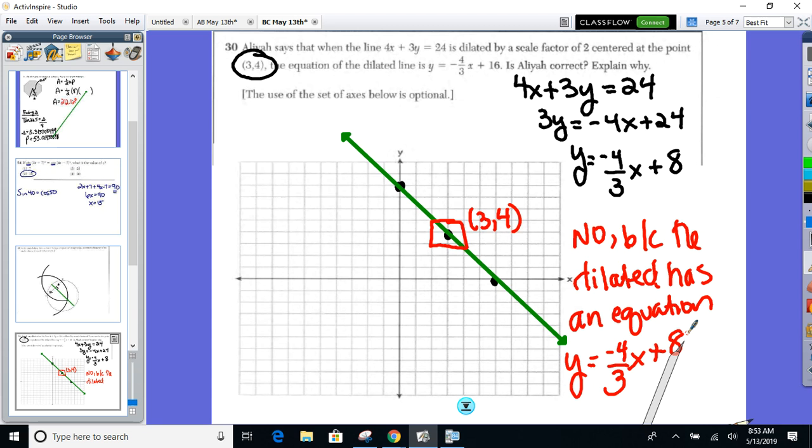Everyone all good? Everyone see at least the trap too, because that's what I want you to understand on some of these problems, where the trap is so you don't fall into it. They wanted you to say, oh, scale factor of 2, 2 times 8 is 16, she's right. Slope doesn't change when you dilate, she's right. But again, that only happens if we dilate around what point? The origin, you multiply your coordinates by whatever the scale factor is.